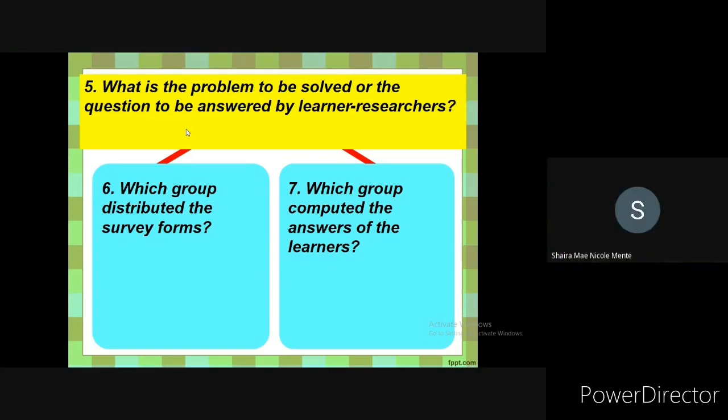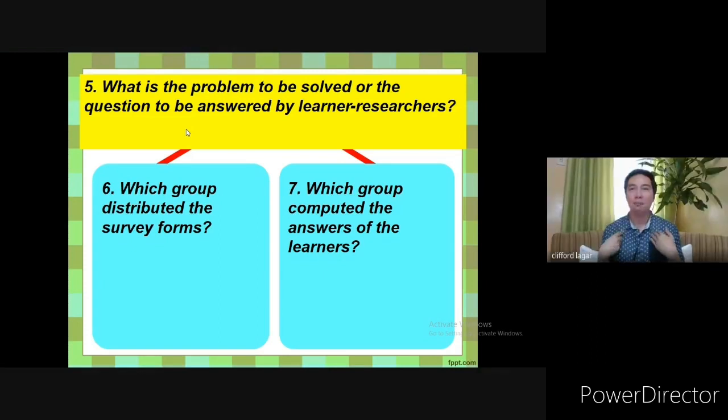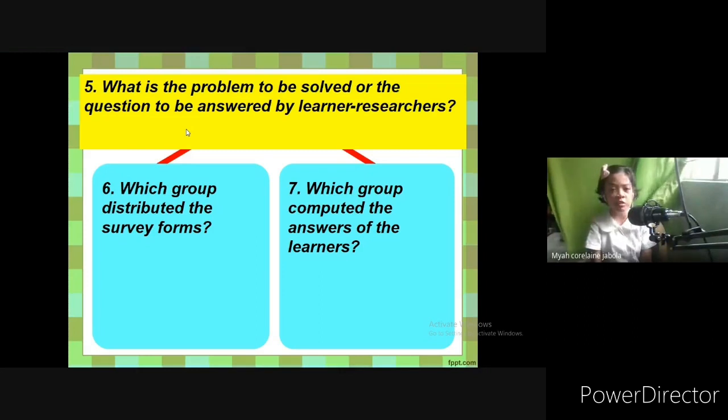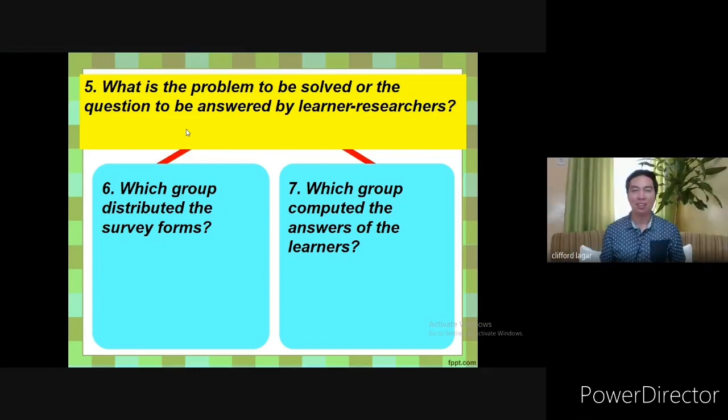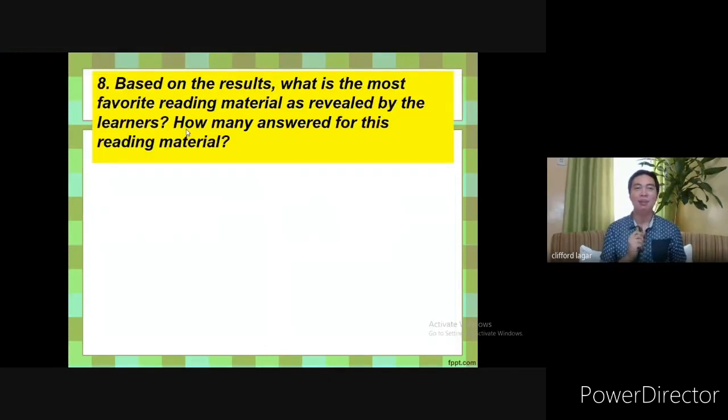Okay, Maya, go ahead. The group who computed the answers of the learners is group 2, sir. Correct. So Group 2 members computed the answers and presented the results using tables and graphs. Very well. Now, number 8.